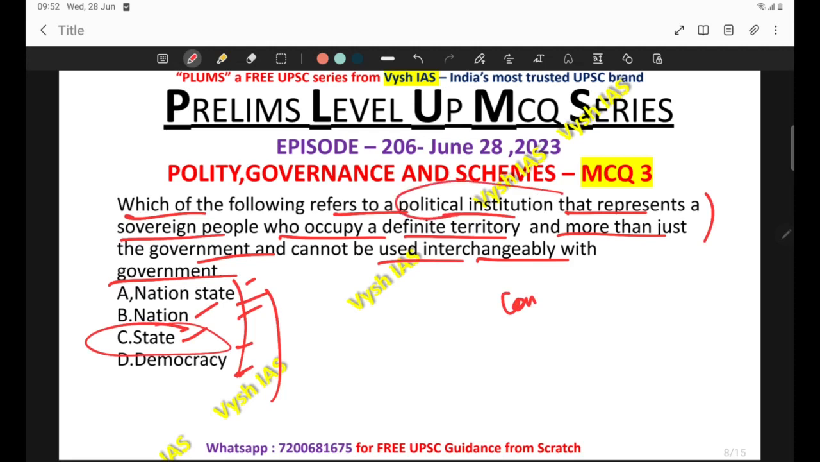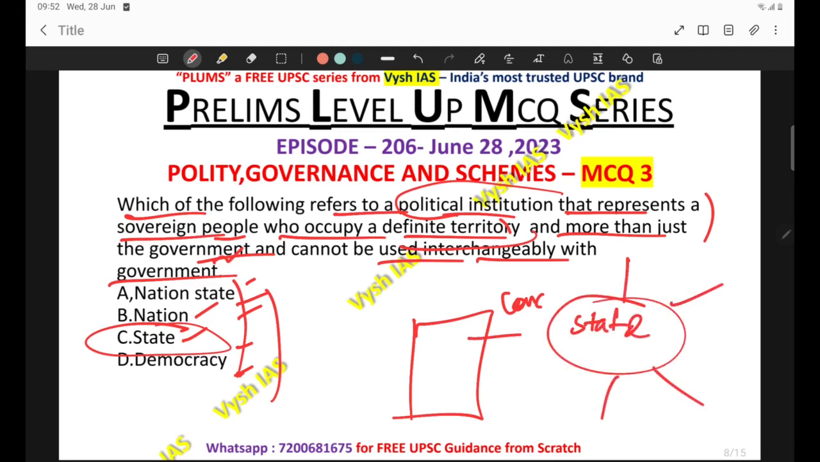State is the political institution which represents a sovereign people, with a definite territory, and is more than just government. In concept-based definitions like these, you can just look at the keywords. When you are making notes, you can write state and encircle it, then draw a box or circle like this and write the keywords only. Like that, for every term or terminology which comes up, you can make such a box or circle, and you can note 3 or 4 keywords associated with that particular terminology. I hope this is clear.